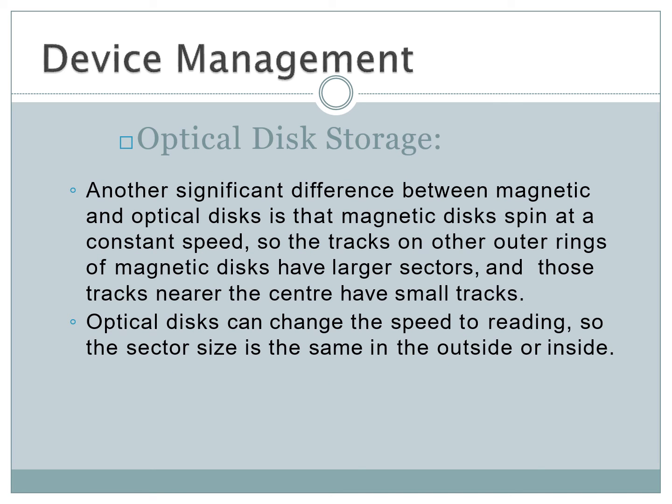Another significant difference between magnetic and optical disks is that magnetic disks spin at a constant speed, so the tracks on the outer rings of magnetic disks have to have larger sectors, and those tracks near the center have smaller sectors. Optical disks can change the reading speed, so the sector size is the same on the outside or inside.